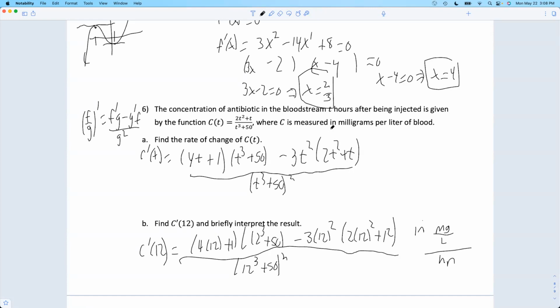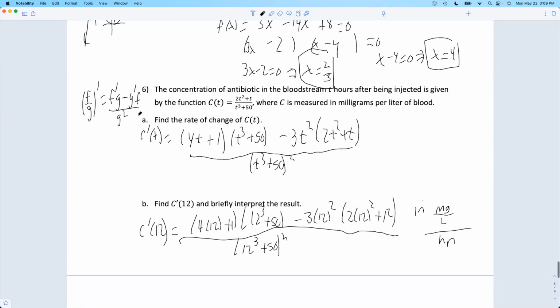I don't even know what we're measuring here. The concentration of the antibiotic would be increasing or decreasing, if this is a negative number, by that number at a rate of milligrams per liter per hour. This is the rate of change of the concentration at 12 hours. That's a good place to stop there.